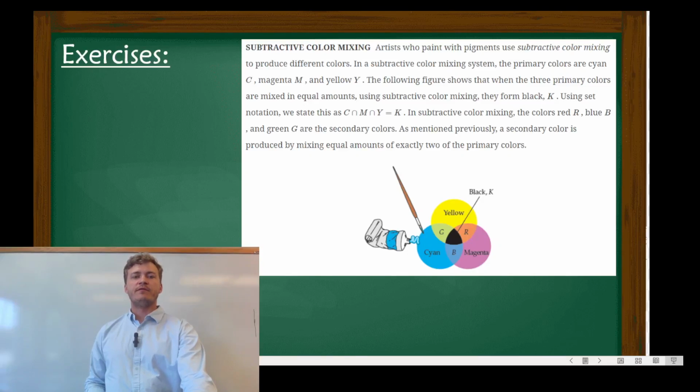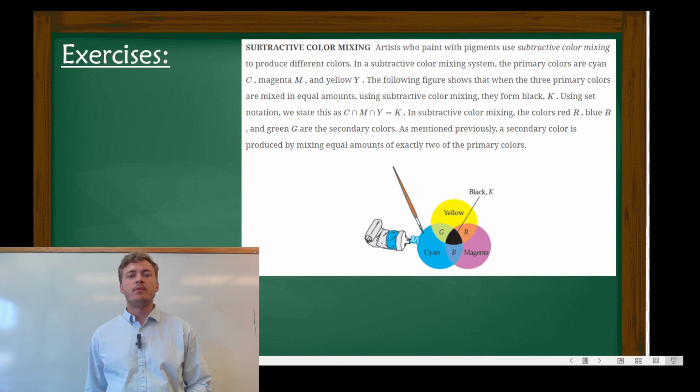This example here involves an art application regarding subtractive color mixing. Artists who paint with pigments use subtractive color mixing to produce different colors. In the subtractive color mixing system, the primary colors are cyan, denoted C, magenta, denoted M, and yellow, denoted Y. The following figure shows that when the three primary colors are mixed in equal amounts, using subtractive color mixing, they form the color black, denoted K. Using set notation, we state this as C intersect M intersect Y.